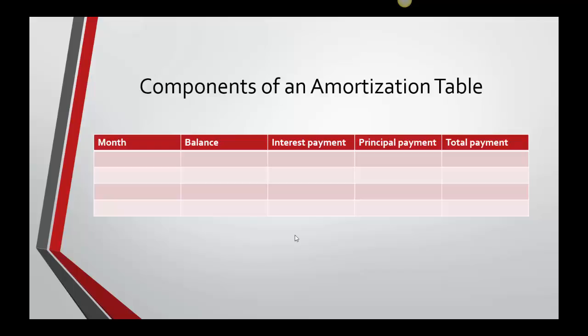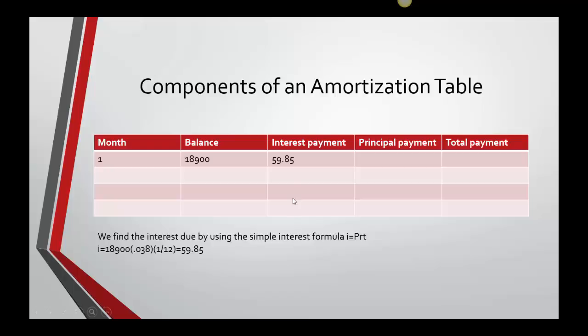It's going to look at, for each of those months, 1, 2, 3, 4, what was the balance at the beginning of the month, how much of the payment is interest, how much is paid in principal, and then how much is the payment in total. So let's start at the beginning of month 1. There was a balance of $18,900. That's the loan amount. To figure out the interest, we need to take the simple interest formula, I equals PRT, and apply it to this loan.